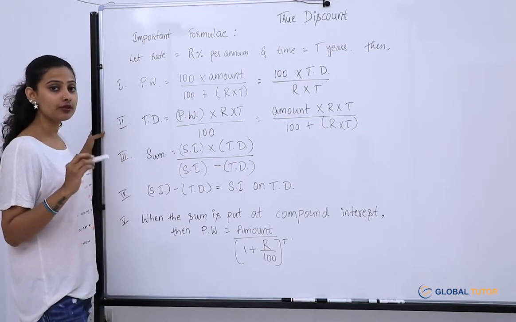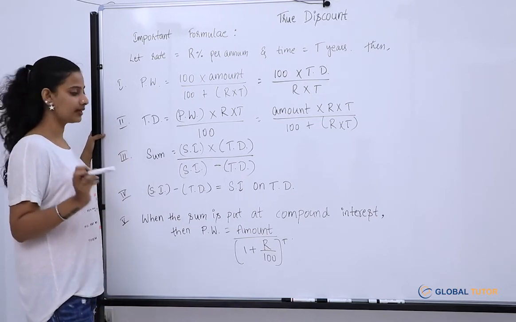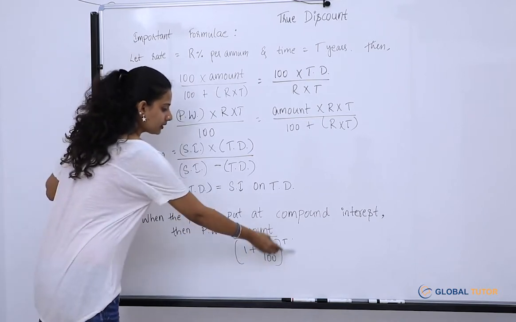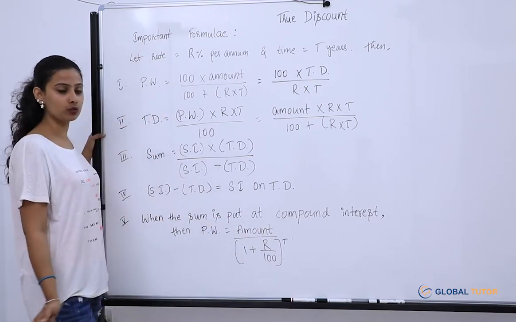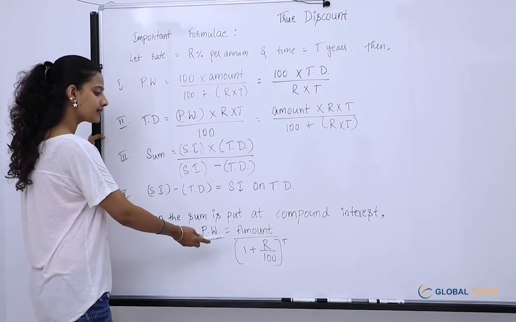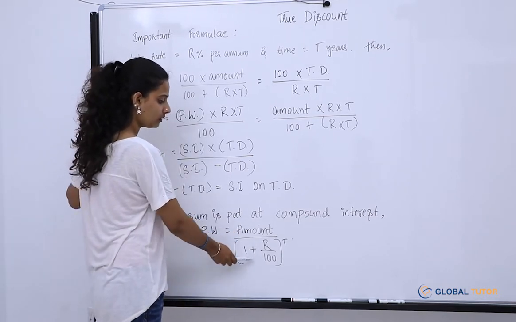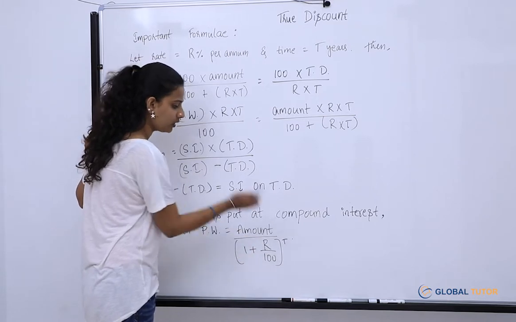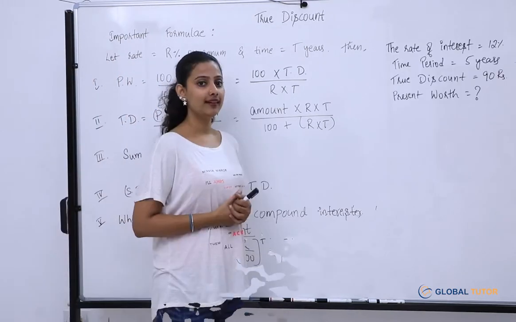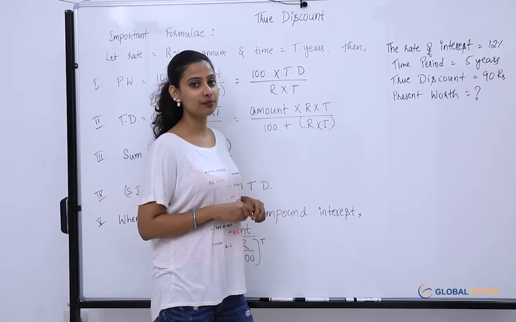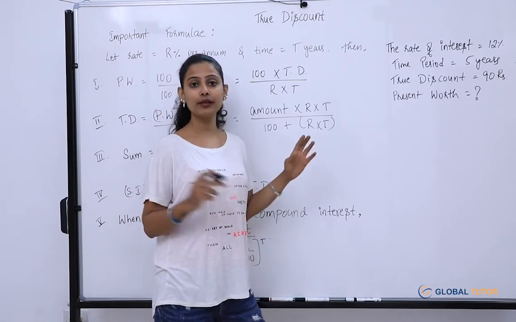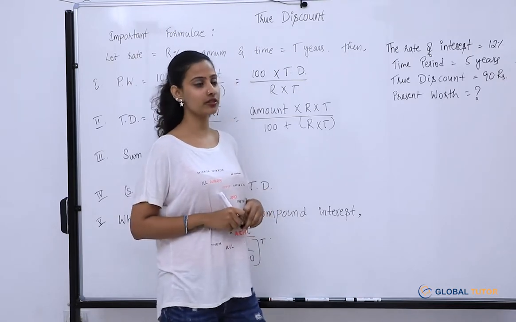But if the amount has compound interest, then you use this particular formula to find out the present worth. So that becomes present worth is equal to amount divided by (1 plus r by 100) to the power t. I have taken a very simple example, so let us try to solve it by using the formula which we discussed just now.